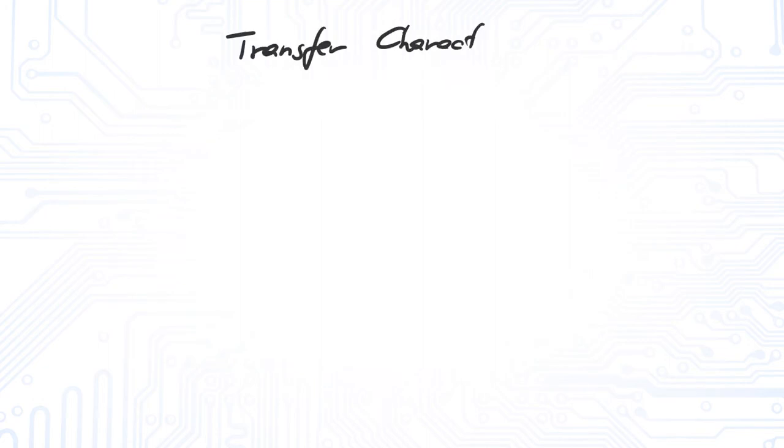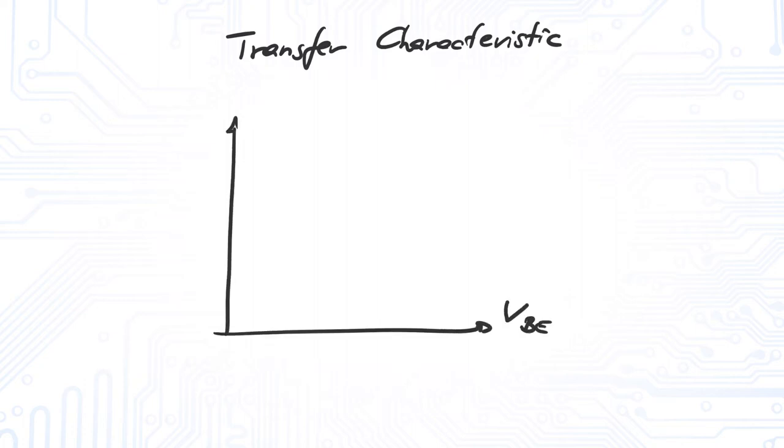The transfer characteristic links input and output of the transistor. It plots the base emitter voltage, VBE, on the x-axis, and the collector current, IC, on the y-axis. The curve is again similar to the one of a diode.